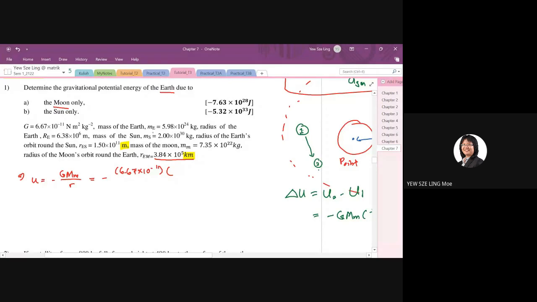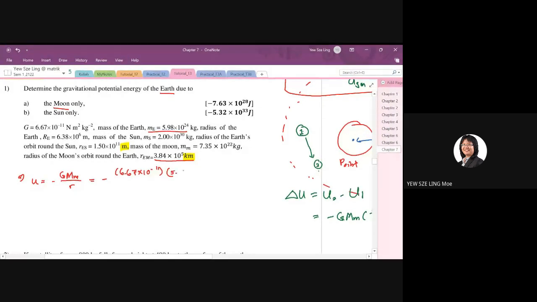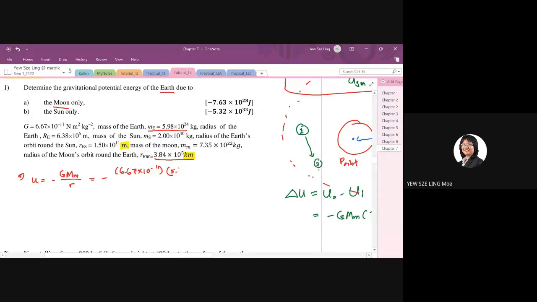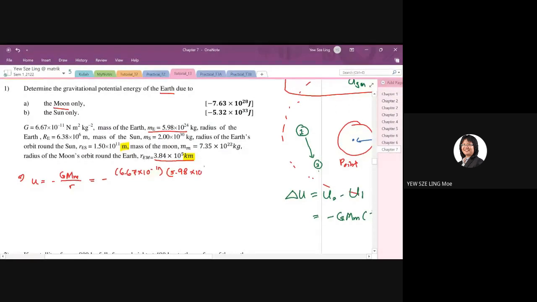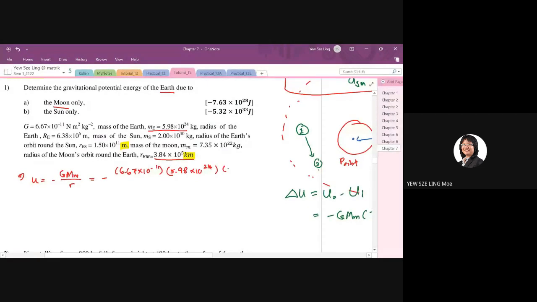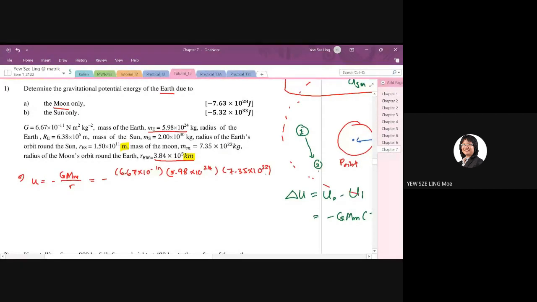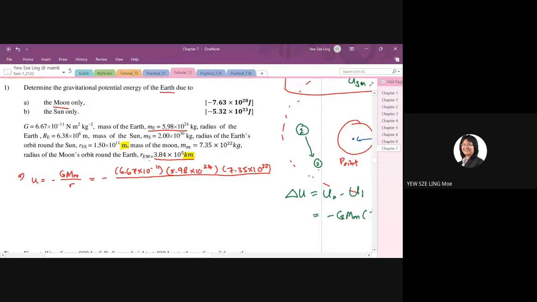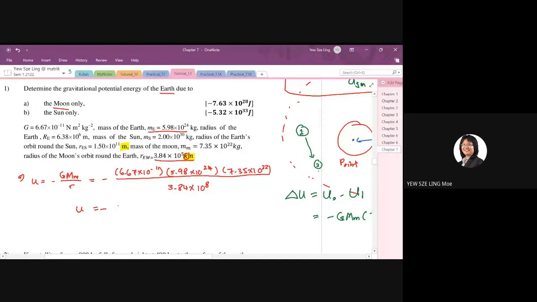The mass of the Earth is 5.98 times 10 to the power of 24, and the mass of the moon is 7.35 times 10 to the power of 22, divided by the R. R between the Earth and the moon is 3.84 times 10 to the power of 8, because you have a K here. K is times 10 to the power of 3, therefore it becomes times 10 to the power of 8. So you're going to get U equals negative 7.63 times 10 to the power of 28 joule.